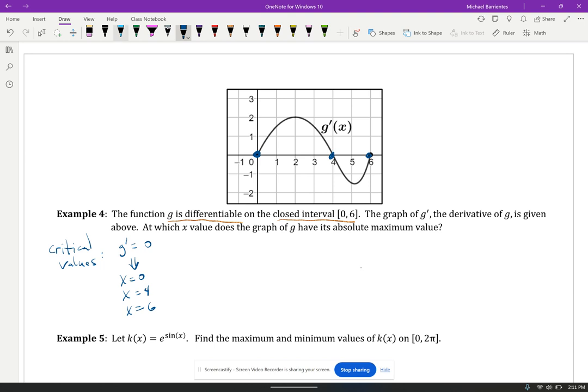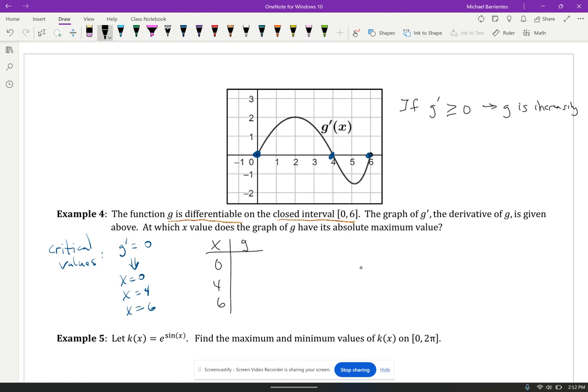So if I were to build my table of x values and g values, I would say at 0, at 4, and 6, and then I would try to find the g values. The problem is we don't have enough information to find the actual value of g at x equals 0, at x equals 4, and at 6. So instead, we're going to be a little bit sneaky about this. Remember what the derivative tells us. If g prime is greater than or equal to 0, that means g is increasing.